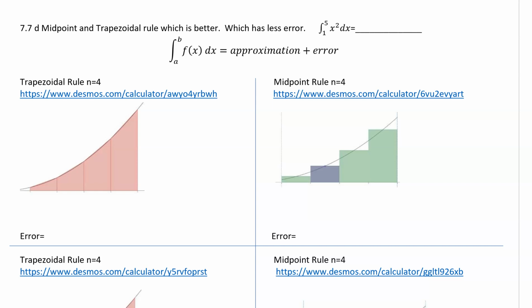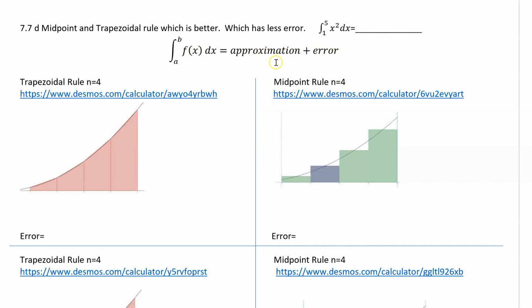In this video we're going to be looking at midpoint and trapezoidal rule, which is better, which has less error, and what error actually means. You have the actual value for our definite integral, and the approximation we've been finding using trapezoidal and midpoint rule. The error is the difference between the two.